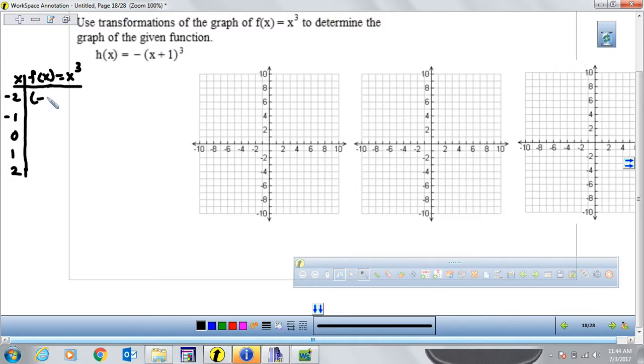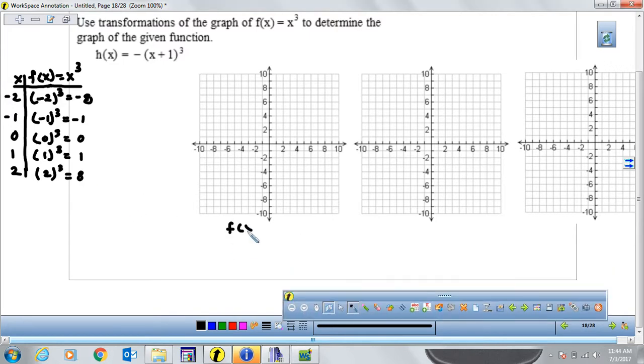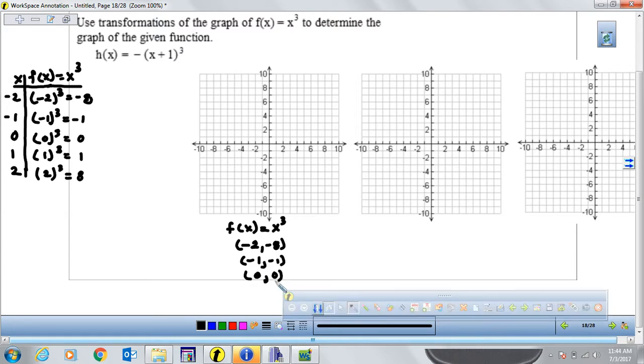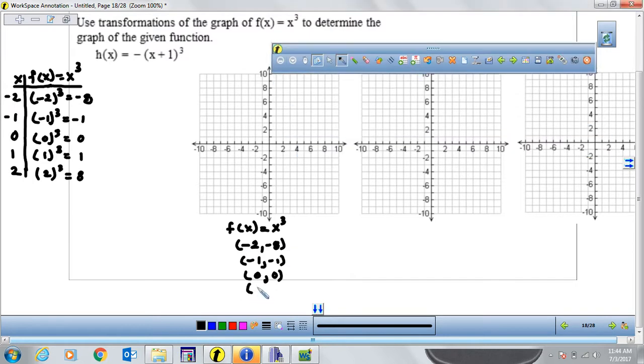Now, if I cube these values, negative 2 cubed is negative 8. Negative 1 cubed is negative 1. 0 cubed is going to give us a 0. 1 cubed is going to be 1. And 2 cubed is going to be 8. So the function f of x equals x cubed gives us the points negative 2 comma negative 8, negative 1 comma negative 1, 0 comma 0, then 1 comma 1, and 2 comma 8.